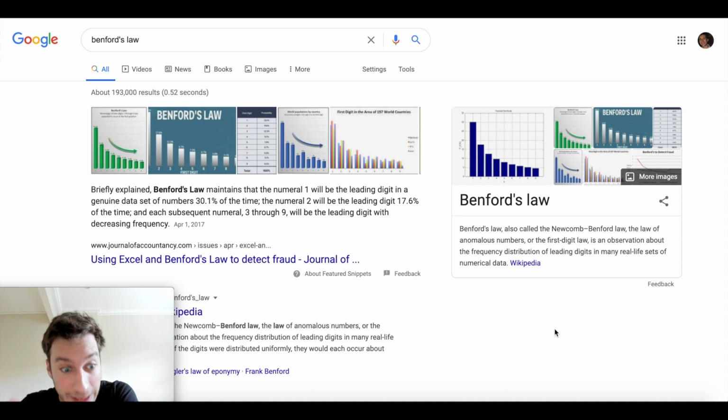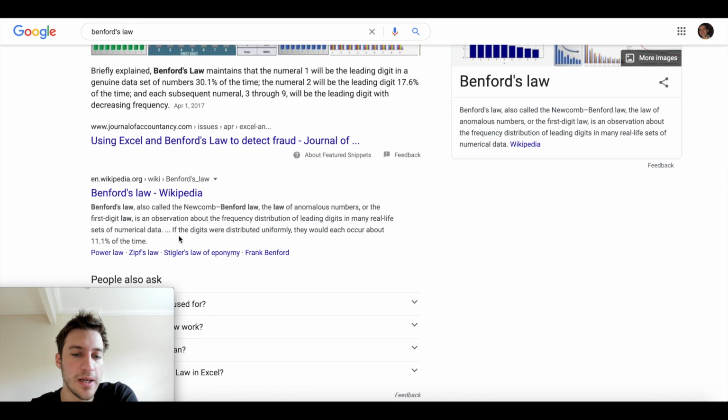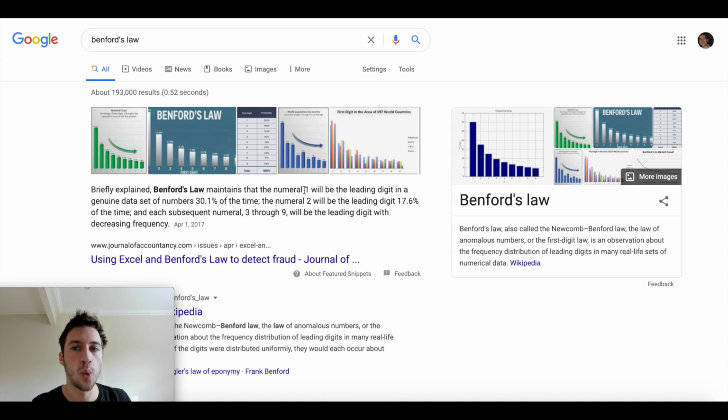This may seem really unbelievable, but if you take any set of numbers, whatever numbers you have, typically what you're going to find is that in a genuine data set, one will be the leading digit 30% of the time, two will be a leading digit 17.6% of the time, and so on. This is frequency. You would expect that if the digits were uniform and random, the leading digit would be 11.1%, because if we have digits from 1 to 9, wouldn't you just expect that? But no, actually 30% of the time, one is the first digit.